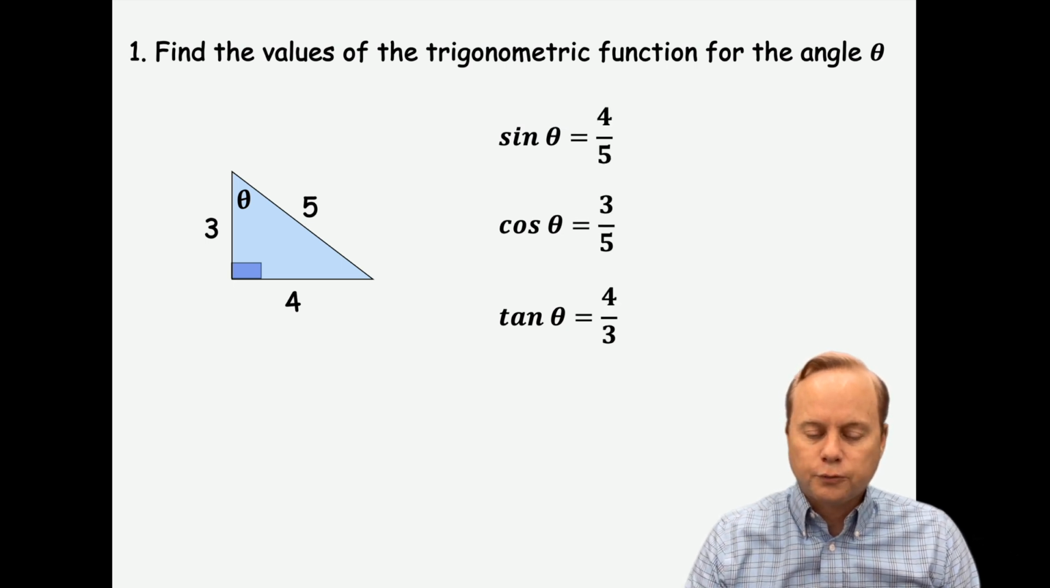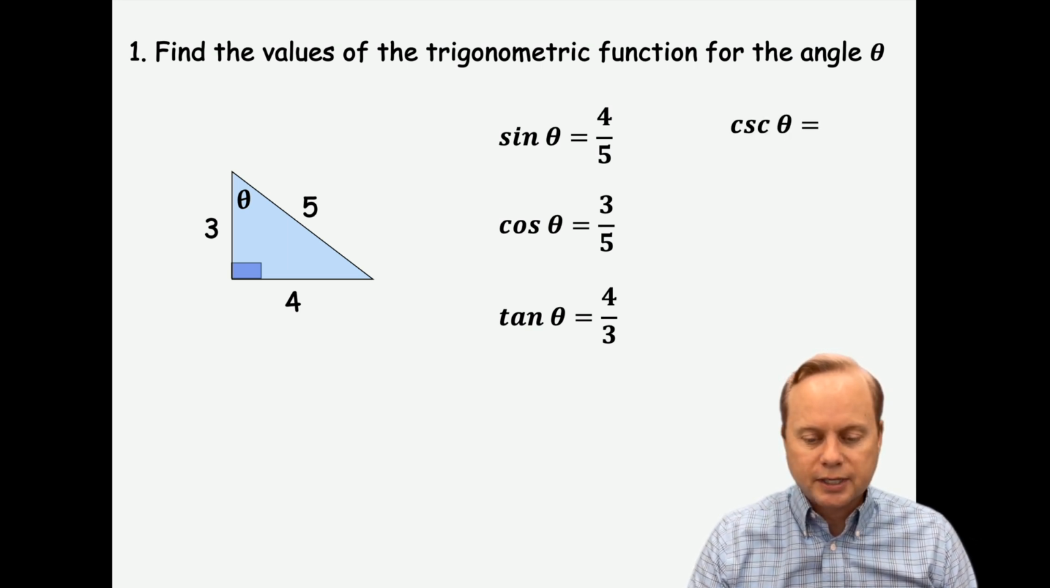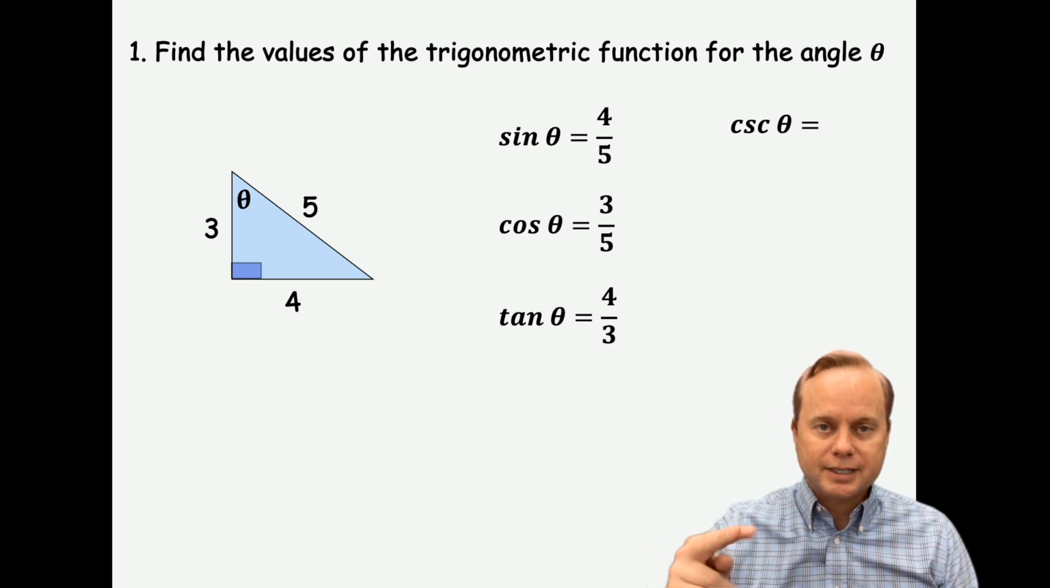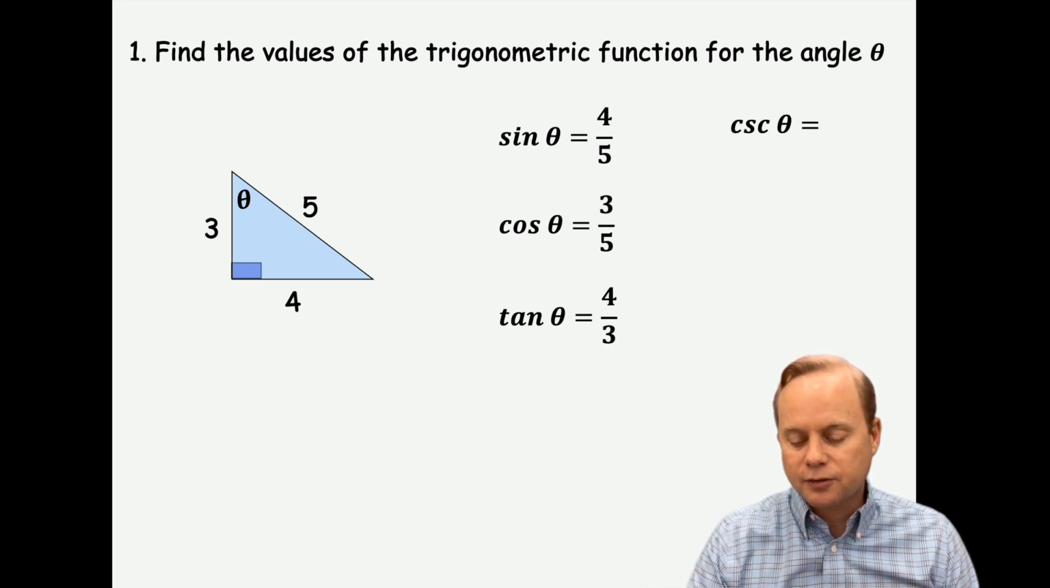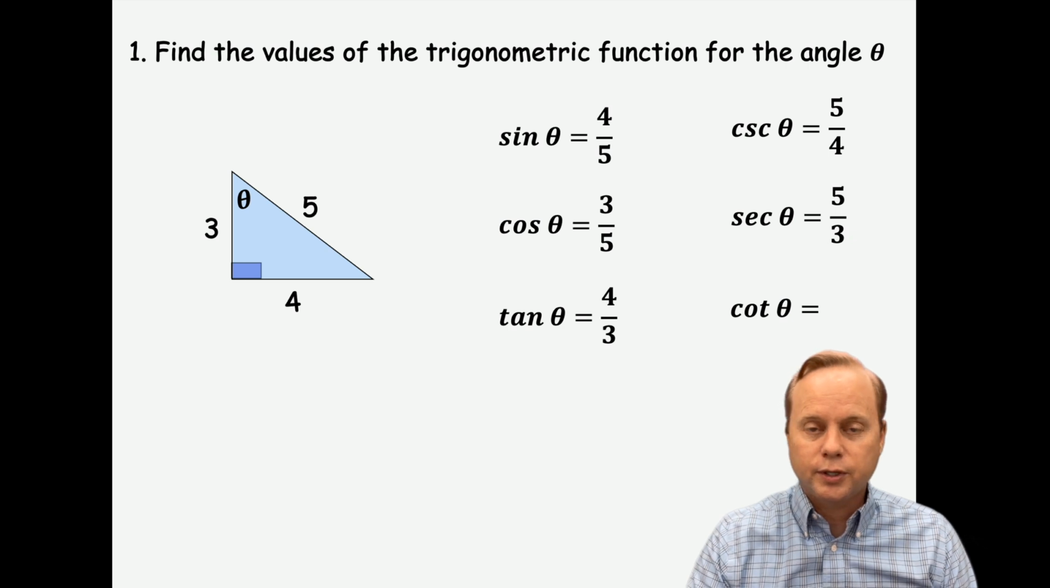Okay, hopefully you found these were your accurate answers. Now let's go through these. If we're looking for the cosecant, remember, it is the reciprocal of sine. So instead of 4/5, it's going to be 5/4. The secant would be the reciprocal of cosine. So instead of 3/5, it's going to be 5/3. And finally, cotangent, and all we're going to do is take the reciprocal of tangent, which instead of 4/3 would be 3/4. Okay, and that's it.